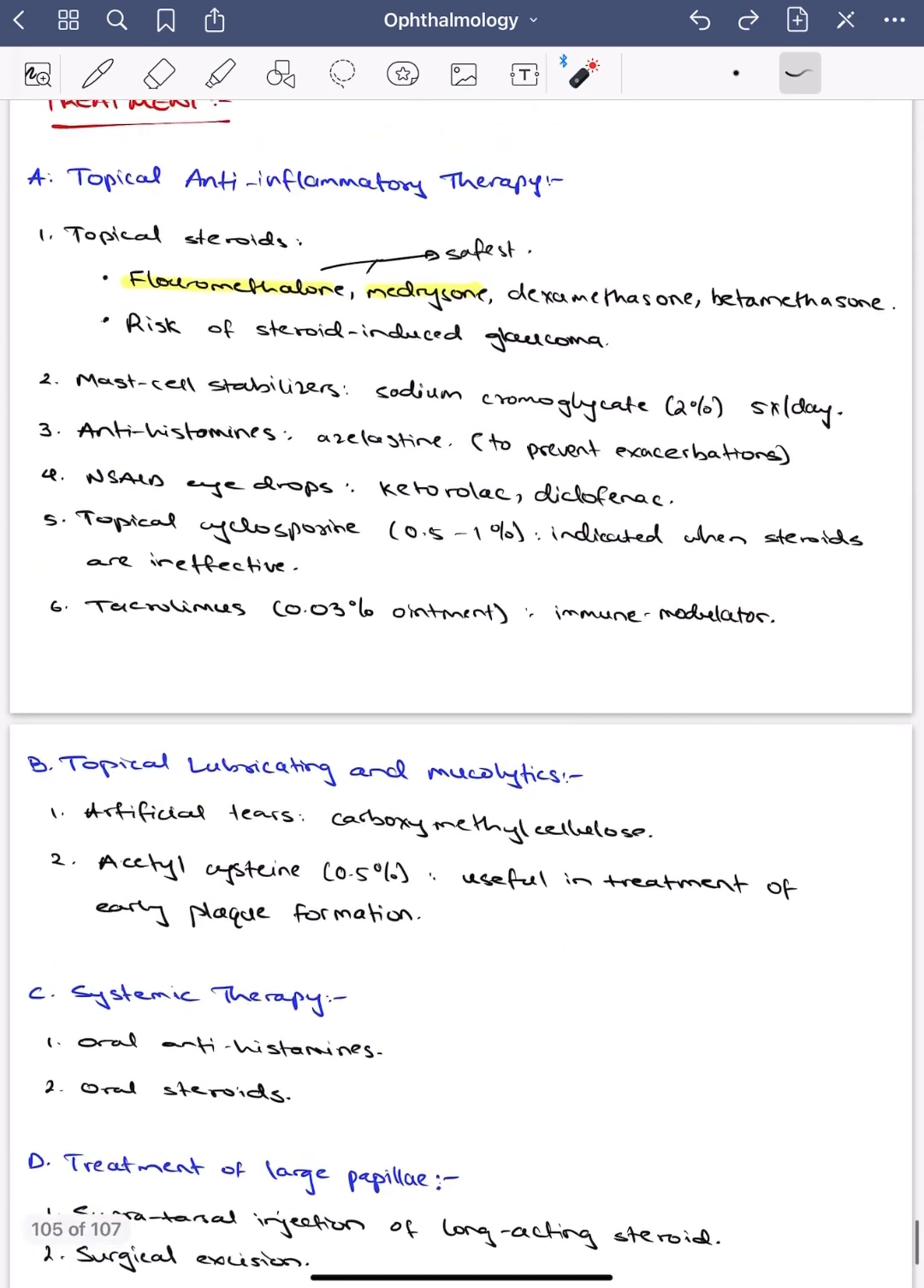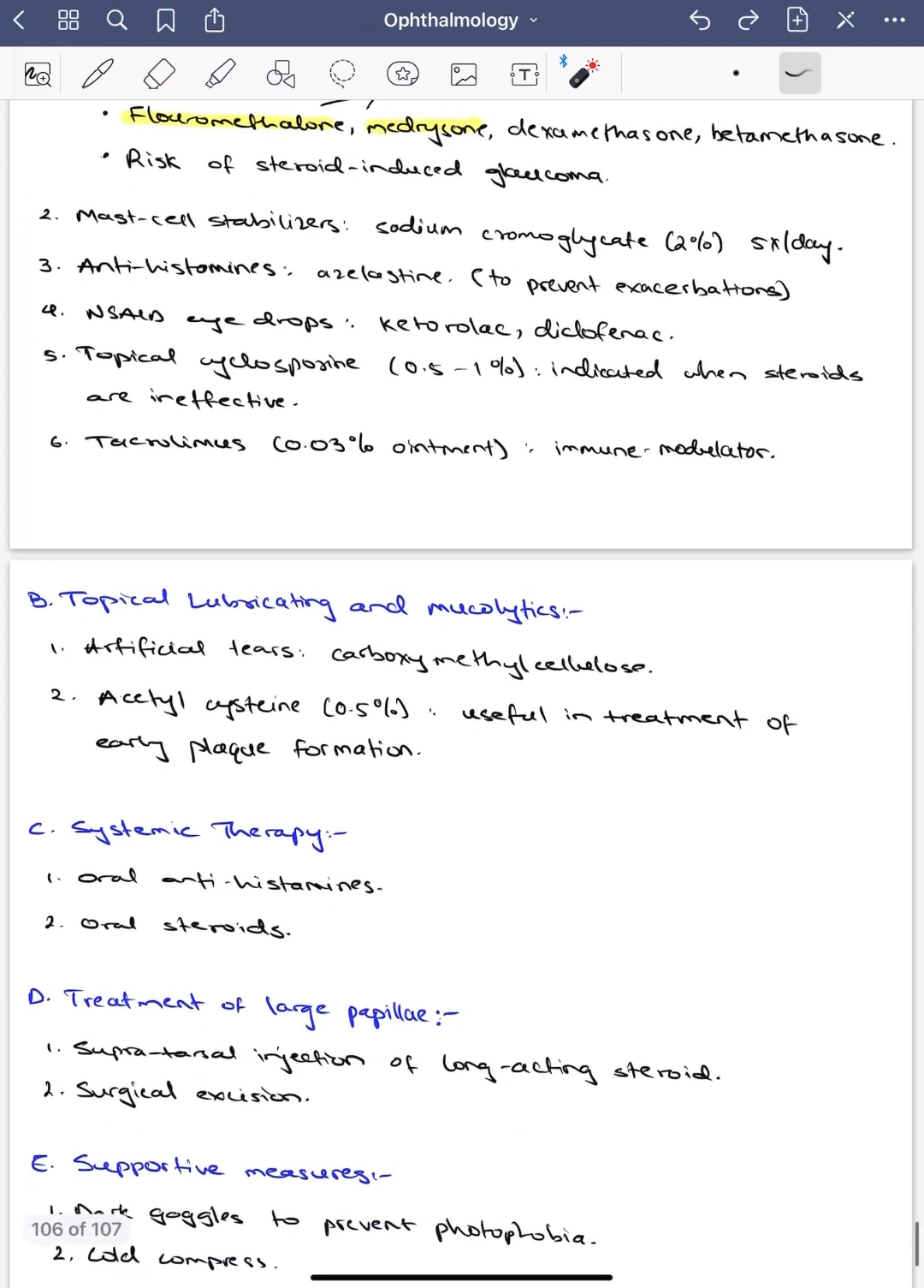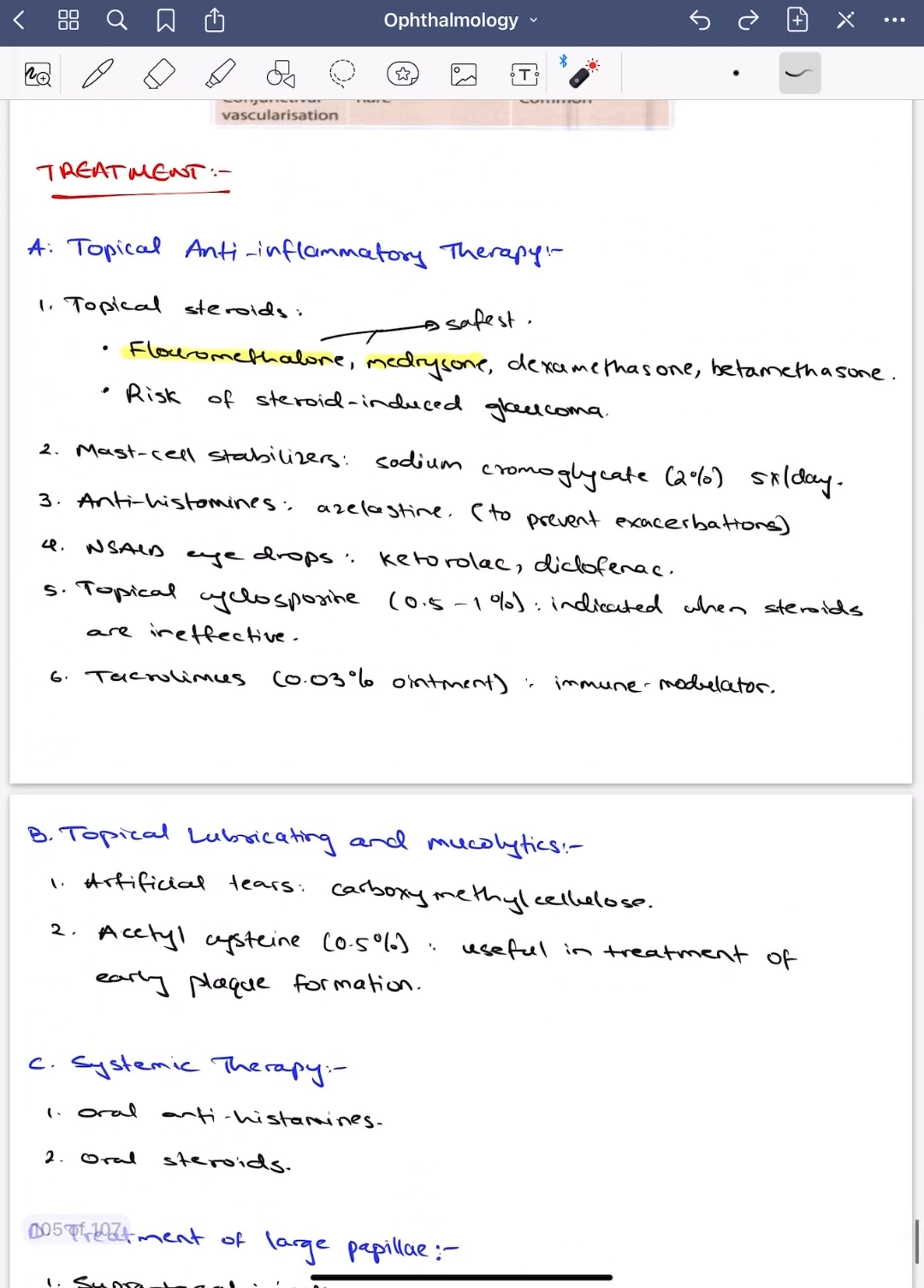So again, the treatment is important. There is use of topical anti-inflammatory drugs. The important ones are topical steroids like fluorometholone and medrysone. Then mast cell stabilizers like sodium cromoglycate 2% solution, antihistamines like azelastine, and non-steroidal anti-inflammatory drugs like ketorolac and diclofenac, topical cyclosporin and tacrolimus, which are immunosuppressive agents.